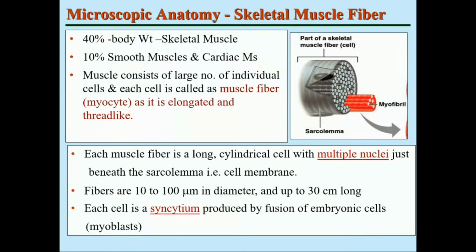Right. The skeletal muscle fibers form 40% of the body weight. The cardiac muscle and the smooth muscle together make up about 10%. So totally the muscular tissue forms about 50% of the body weight. The muscle consists of a large number of individual cells, and each cell is called a muscle fiber or a myocyte. This is because the muscle fiber is an elongated, thread-like or fiber-like structure, hence it is called a muscle fiber.